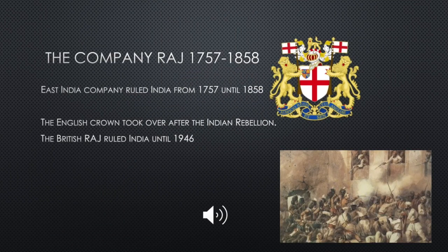In 1757, India was ruled by the East India Company on Britain's behalf. However, in 1858, after an unsuccessful uprising, the British dismantled the East India Company, thus having full power over India. The British's power over India was called the British Raj.